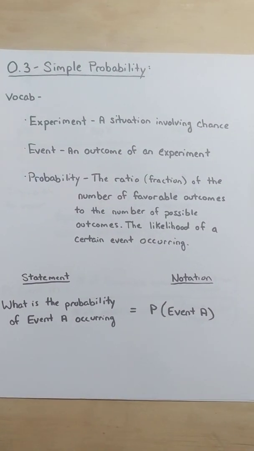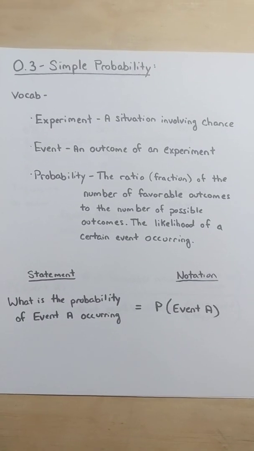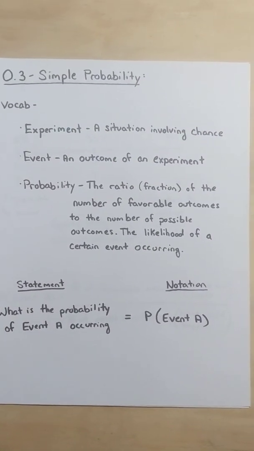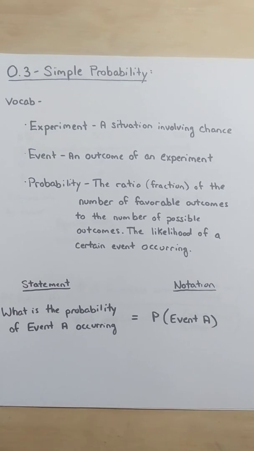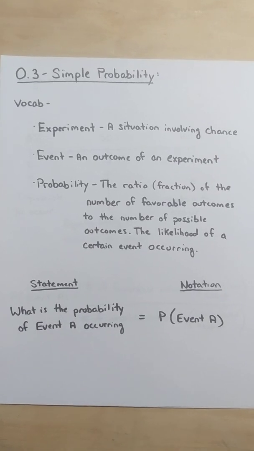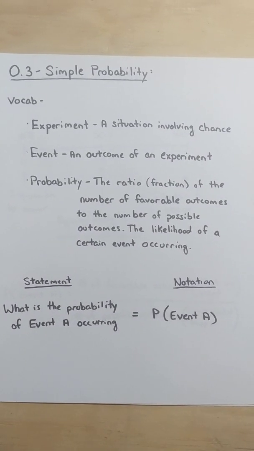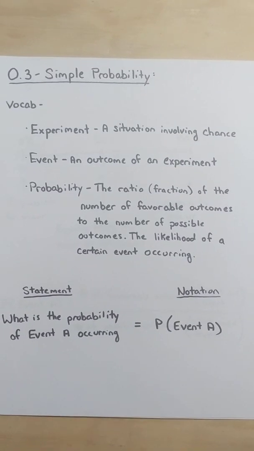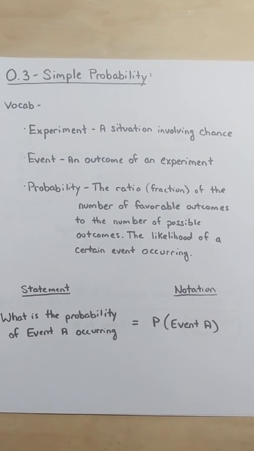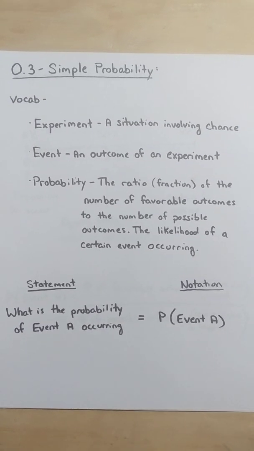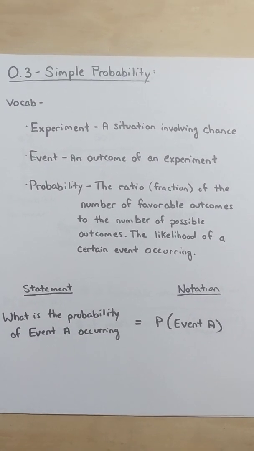Now, every experiment has an event. An event is an outcome of an experiment. So you may do something, and whatever happens, that is the event. What we're going to be working on today is finding the probability of a certain event occurring. Now, a probability, according to the mathematical definition, is the ratio of the number of favorable outcomes to the number of possible outcomes. In simple terms, a ratio is just a fraction.